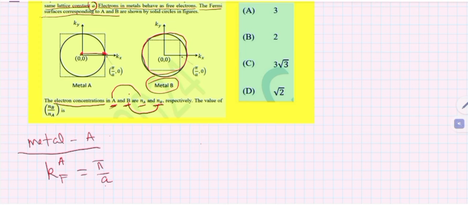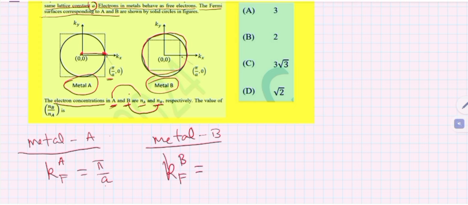In the kx axis, it is ending at the pi by A values. Therefore, my radius of the Fermi surface for metal A is pi by A. So for metal B, right, metal B, kf B is equal to, we will try to find out the metal B kf.